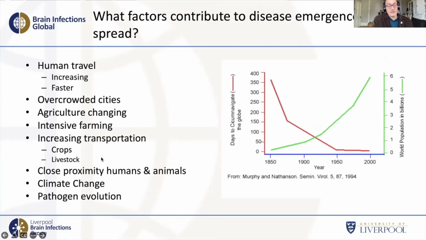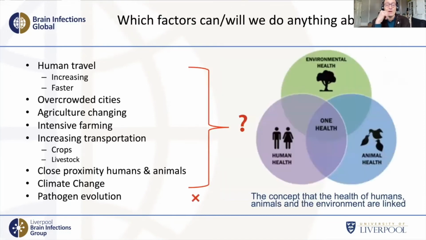But also there are other things listed down the left there: changing agricultural and farming practices. We move crops and livestock around the world. Humans and animals quite often live in close proximity. Climate change has been important, of course, and then pathogens evolve. But if we think about which of these can we do something about, well, we have shown that we can reduce human travel over the past couple of years, although like me, you're probably looking forward to traveling a little bit and doing meetings like this, where we can actually meet and talk to people rather than talking to a computer. Love it, though I do.